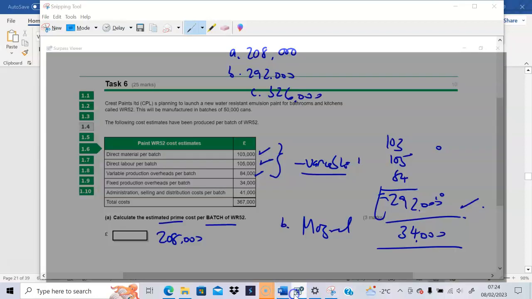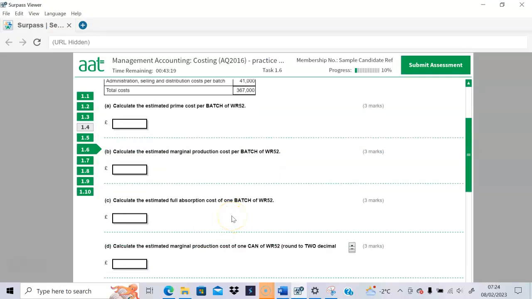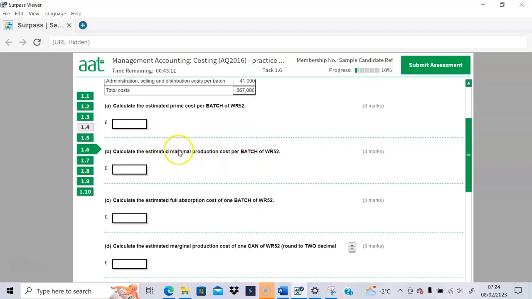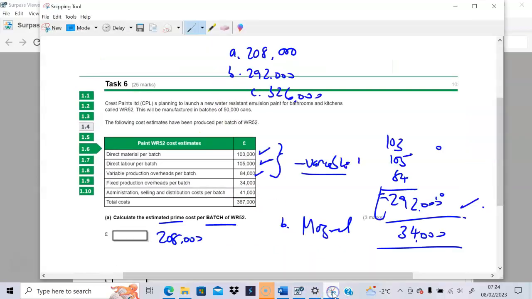And then, so looking at that again from here, that is part C, the full absorption cost, 326,000. And then part D says that what is the estimated marginal production cost of one can? So it's telling you to go back to this bit here, part B. Take your B answer and divide that by the number of cans, right? So your B answer was 292, then divide that by the 50,000 cans. So 292 divided by the 50,000 cans, and you should get £5.84. So D is £5.84.